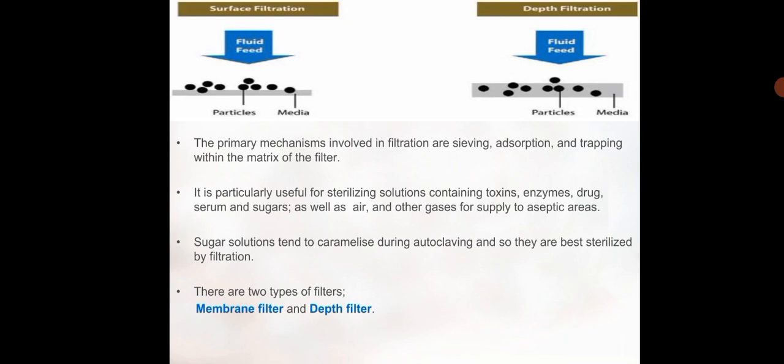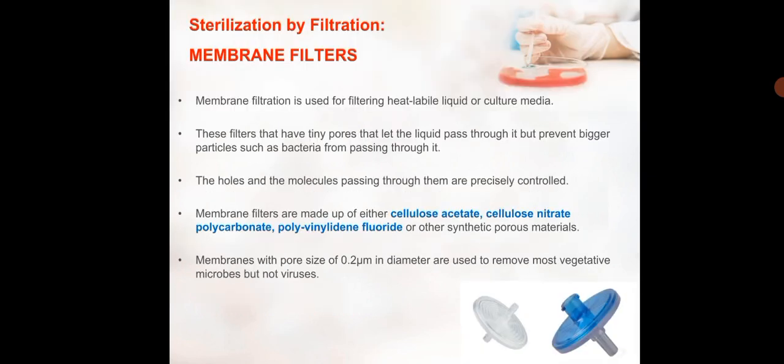There are two types of filters, namely membrane filters and depth filters. Membrane filters. Membrane filter is used for filtering liquid culture media or other heat labile liquids. Membrane filters have tiny pores that let the liquid pass through them but prevent the bigger particles such as bacteria from passing through. The pore size is precisely controlled. Membrane filters are made of cellulose acetate, cellulose nitrate, polycarbonate, polyvinylidene fluoride, or other synthetic porous materials.